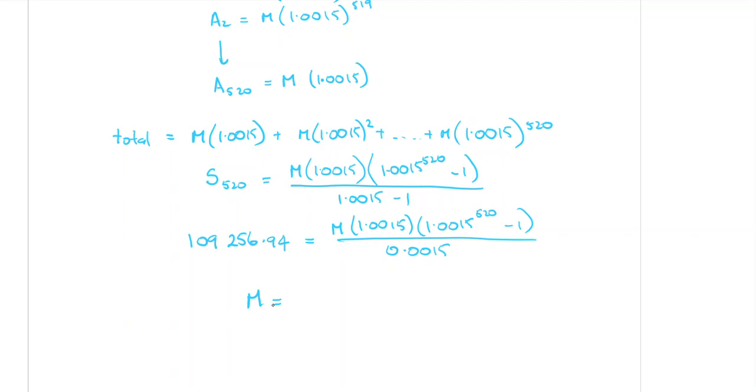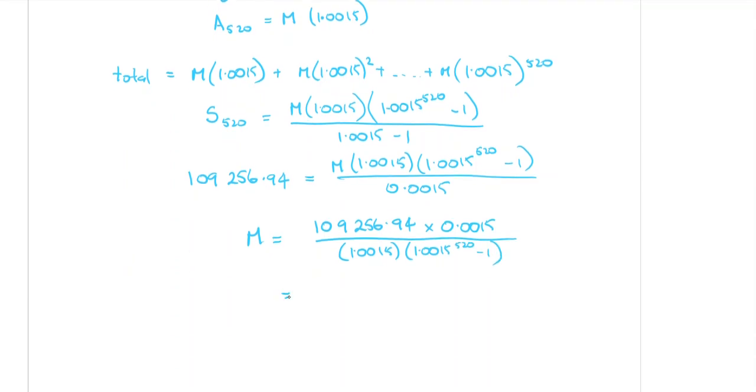Okay, to get the M, you need to get rid of all these things. So the one on the bottom, you could divide that if you want to, that's fine. Or you could times that one over and divide the two brackets on the top underneath. So it would be 109,256.94. I'm going to times the 0.0015 and then divide the 1.0015 and the 1.0015 to the 520 minus 1. I could have simplified it different, but that's okay.